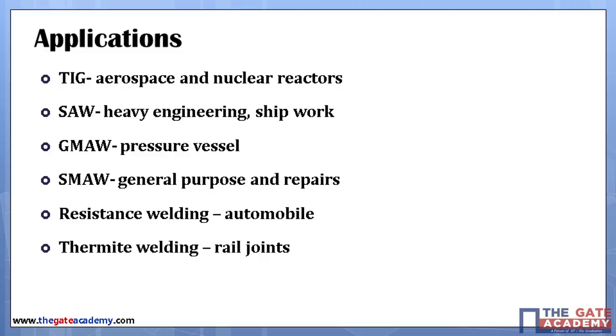Alright. Now moving towards GMAW, it is known as gas metal arc welding. It is used for pressure vessels. And now the rest are common ones. SMAW is known as shielded metal arc welding. It is used for general purpose and repairs. Shielded metal arc welding means there will be an arc and it will be shielded using inert gas.